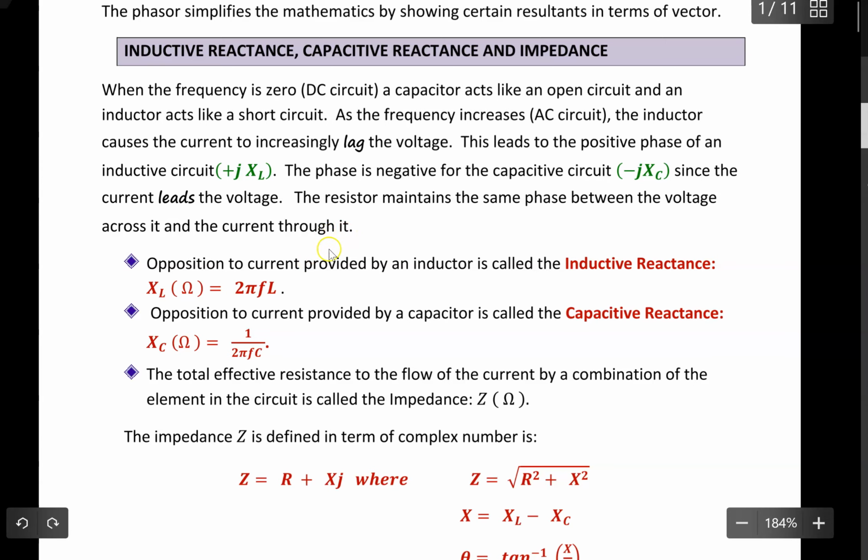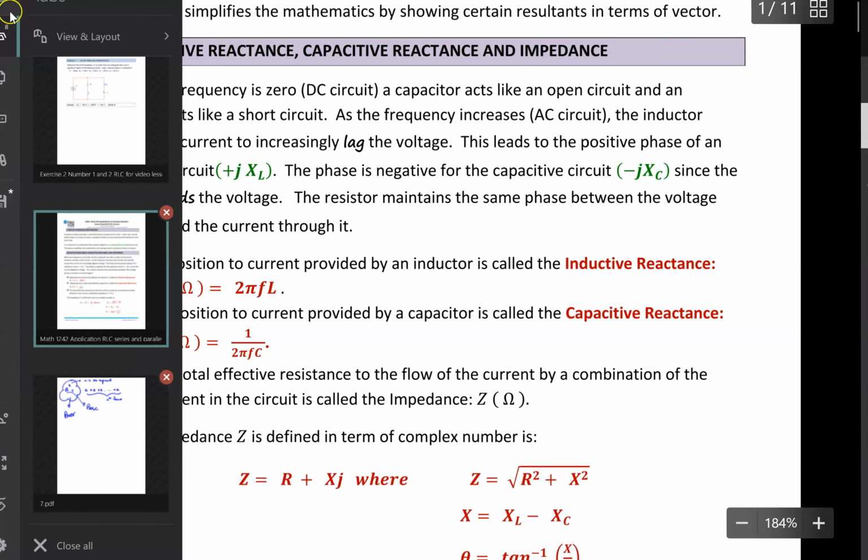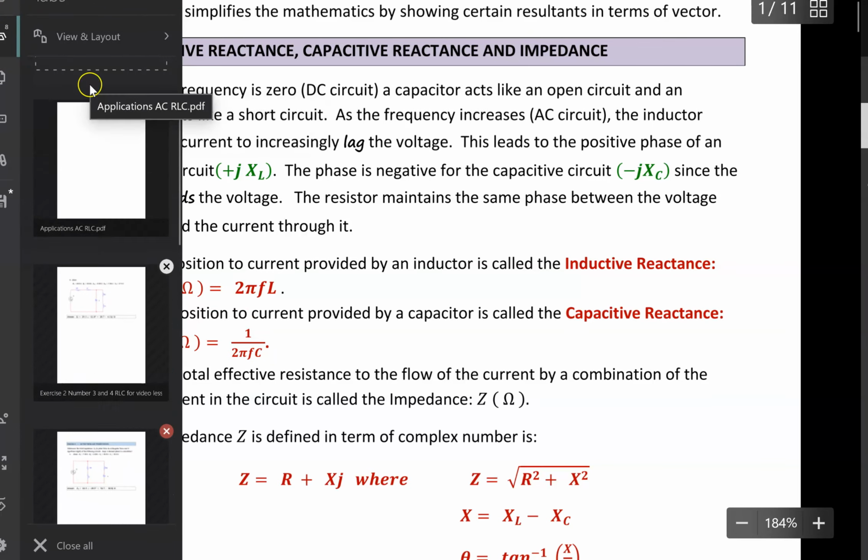So to calculate the inductive reactance, XL measured in ohms is equal to 2 times pi times frequency times the value of the inductor. To calculate capacitive reactance, which is XC, measured in ohms in this case, will be equal to 1 divided by 2 times pi times the frequency times the capacitor. So let's review that with a circuit diagram.